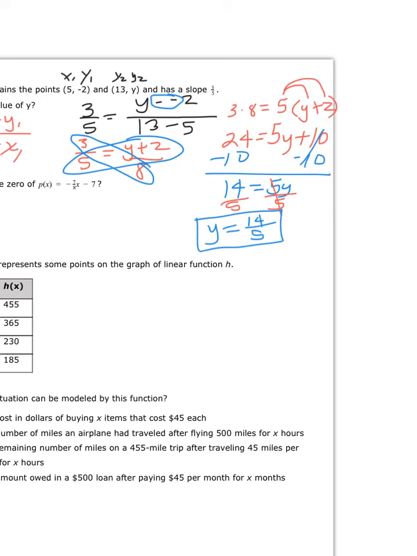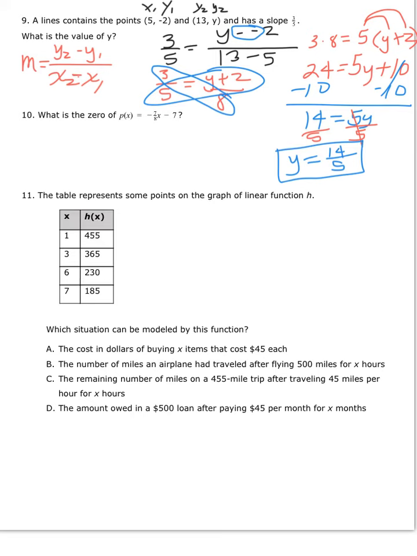All right, number 10 says, what is the 0 of p of x equal to -7/8 x minus 7? Well, when we talked about a 0 before, did we have to do any math? No, we just had to look with our eyeballs, right? Is this an eyeball problem? No, right? So what's my y value for my x-intercept? It's 0, so I'm going to replace p of x with 0. So I'm going to say 0 equals -7 over 8 x minus 7, and we're going to solve for x. So I'm going to add 7 to both sides.